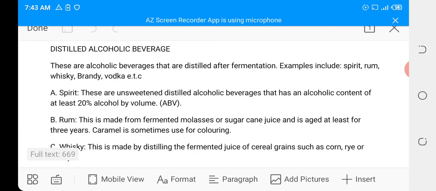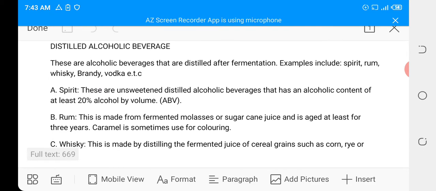What are distilled alcoholic beverages? These are alcoholic beverages that are distilled after fermentation. Examples include spirit, rum, whiskey, brandy, vodka, etc. These are examples of distilled alcoholic beverages. That is, they are distilled, they are sieved out after being fermented.